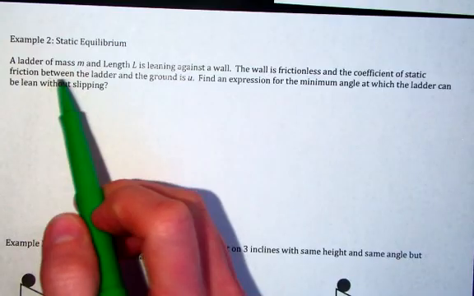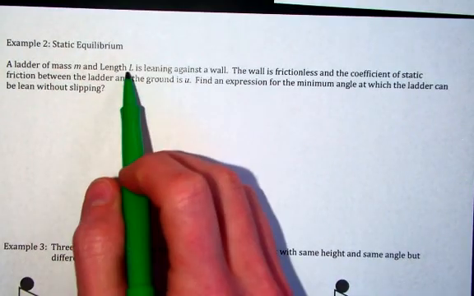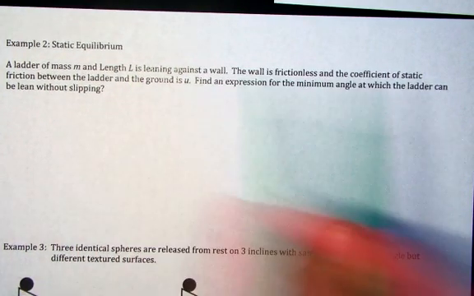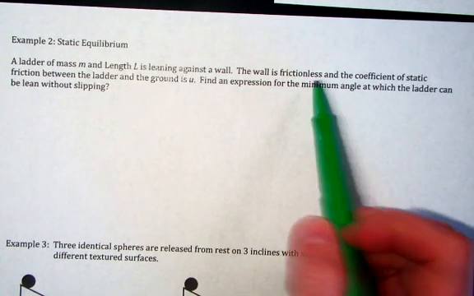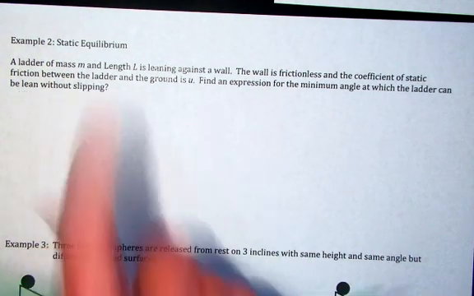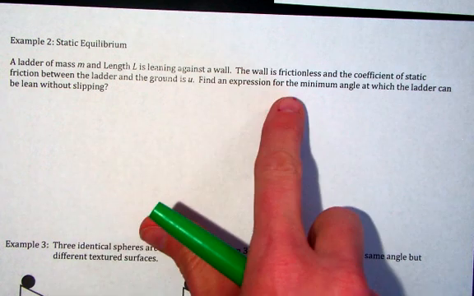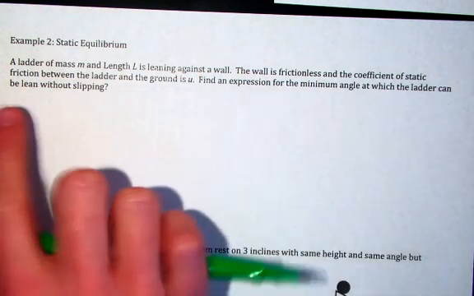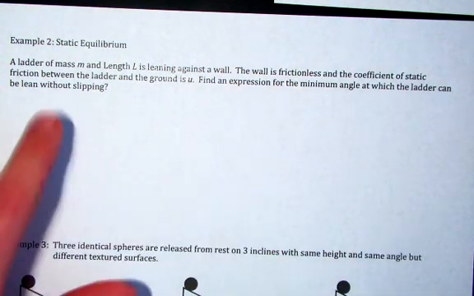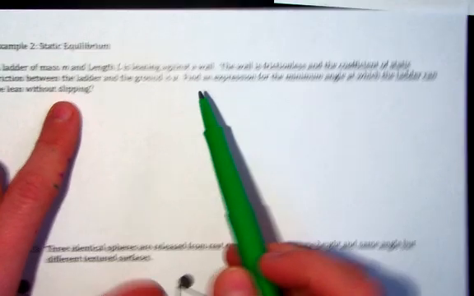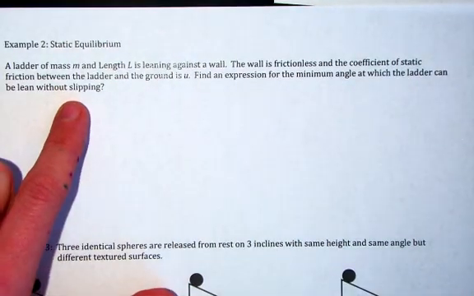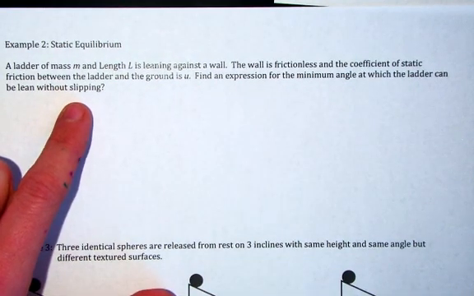We have a ladder of mass M and length L, and it's leaning against the wall. The wall is frictionless, and the coefficient of static friction between the ladder and the ground is mu. We want to find an expression for the minimum angle at which the ladder can lean without slipping. I'm going to further extend this and find an expression for the minimum angle in terms of only mu. That's not written in here, but we're going to go that far, okay?